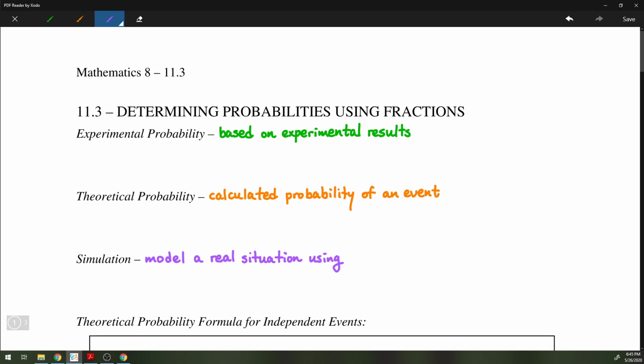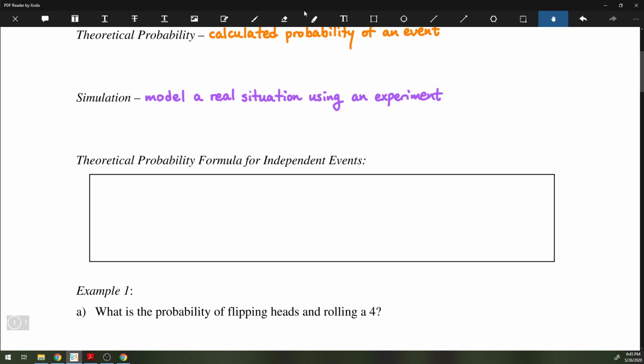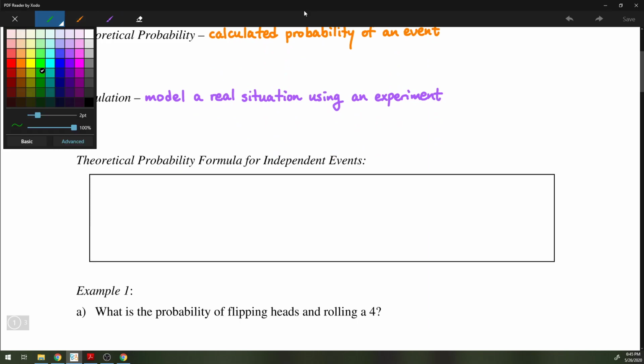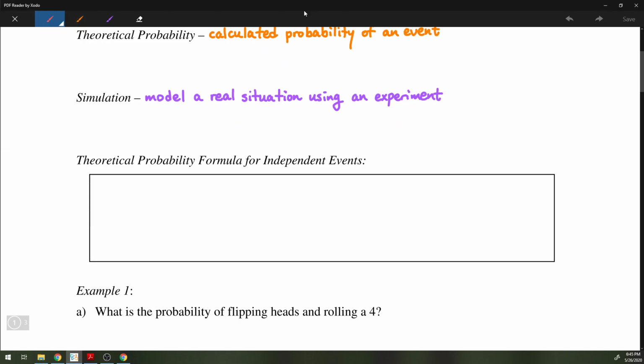Okay, so we'll begin by going over the theoretical probability of independent events. Recall that the probability of an event, let's say an event called A, will be equal to the number of favorable outcomes divided by the total number of outcomes.